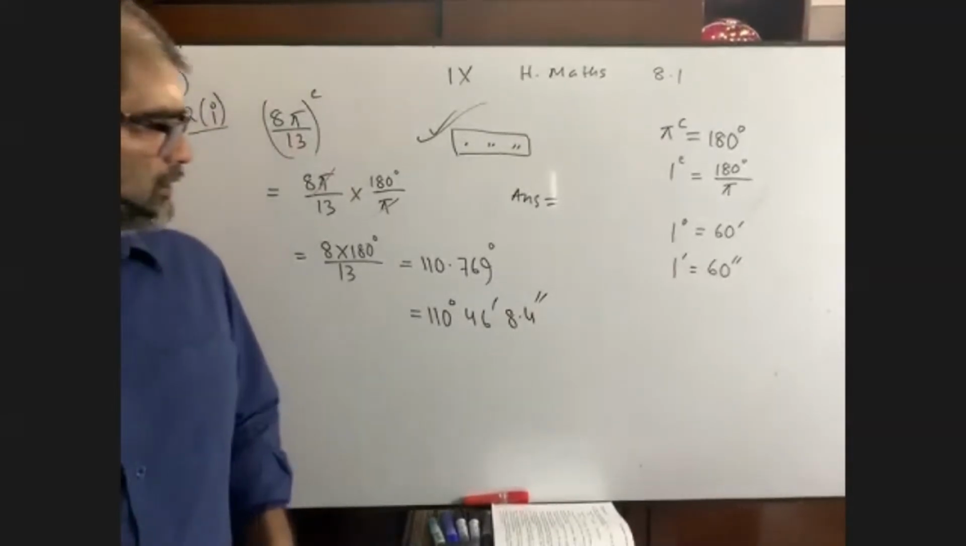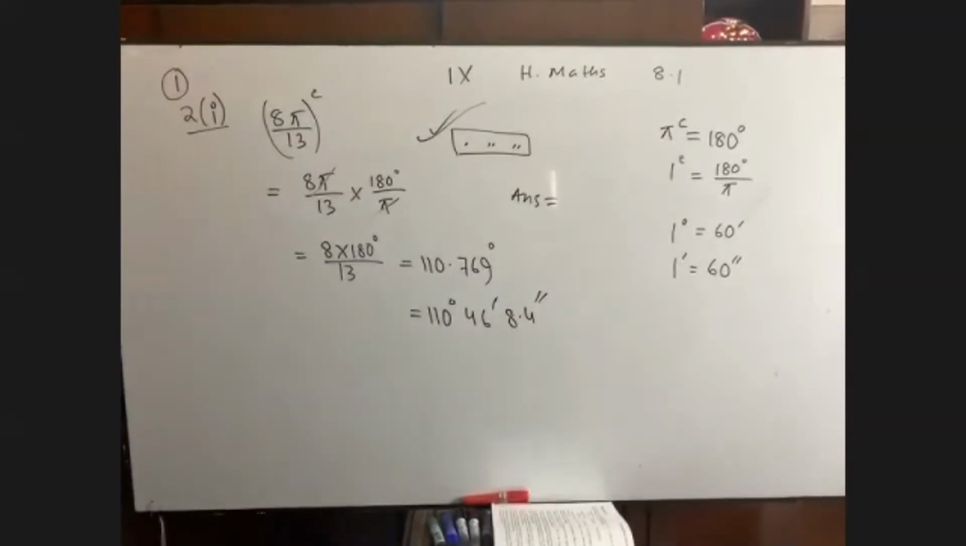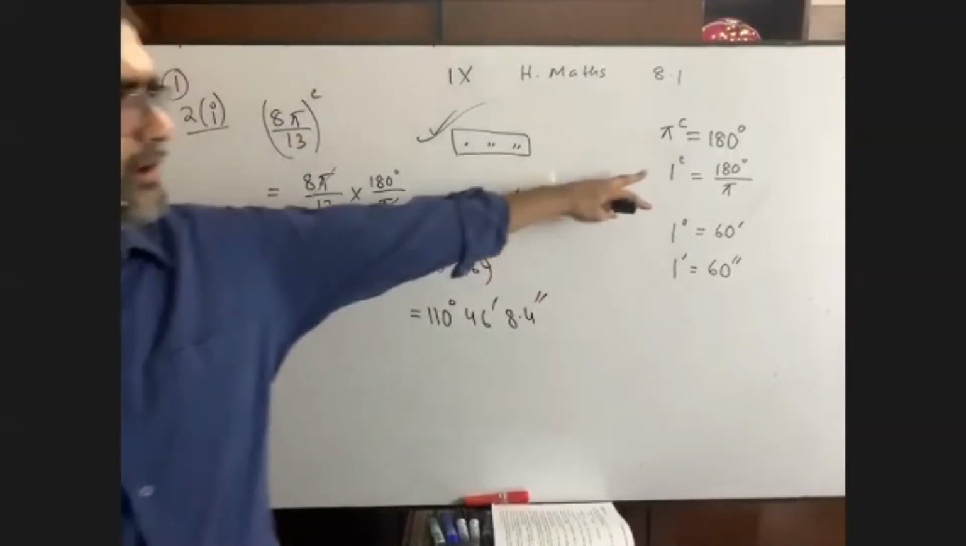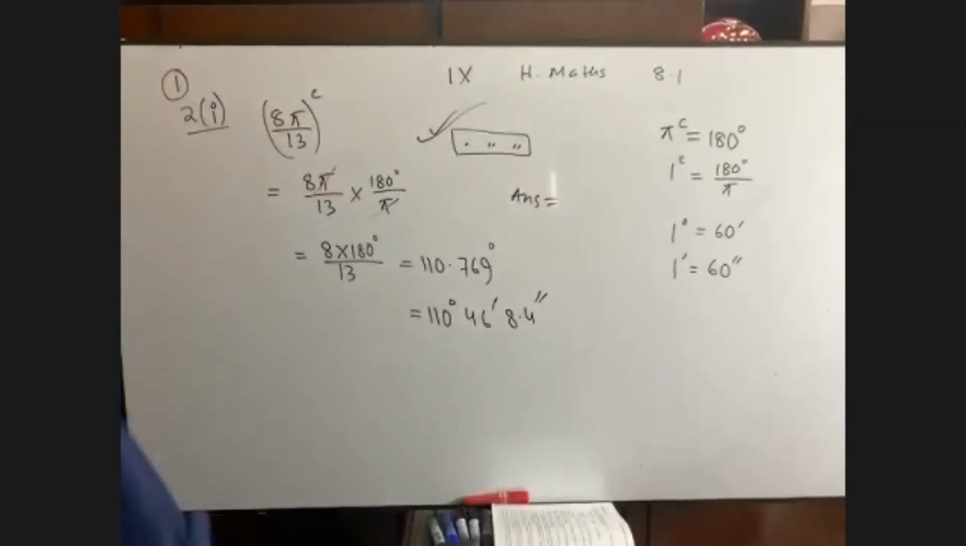But, sir, how did you get the 180 degree by pi? Can you see? Pi radian equals 180 degrees, so 1 radian equals 180 degrees by pi. Oh, okay, sir.